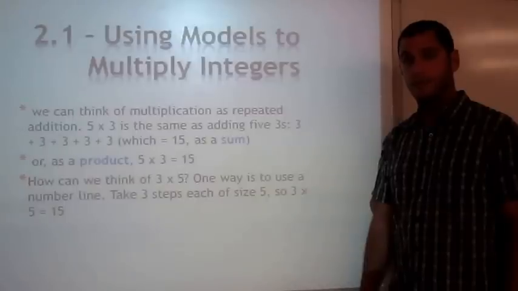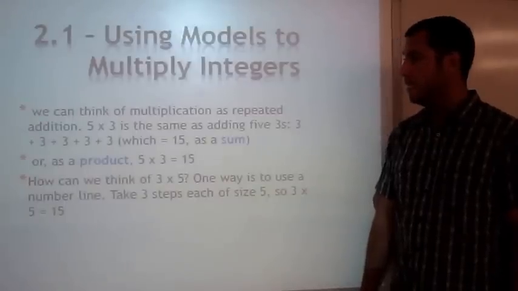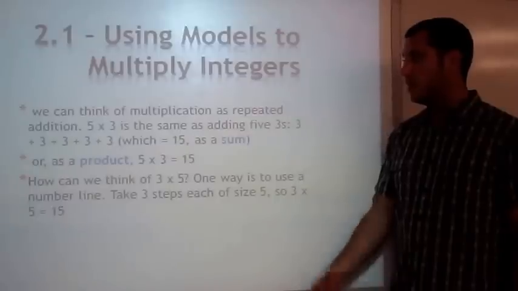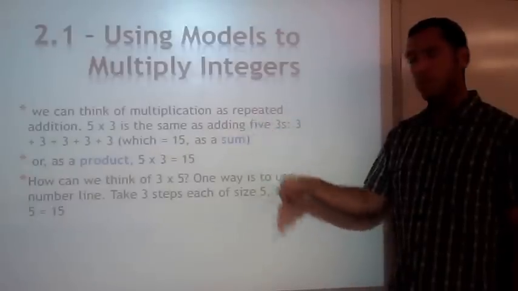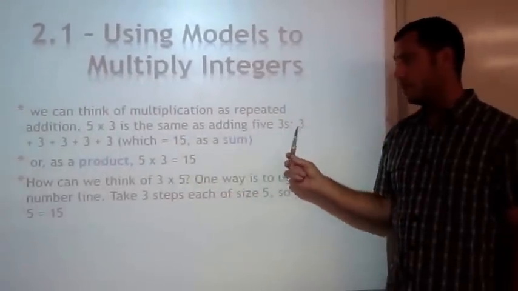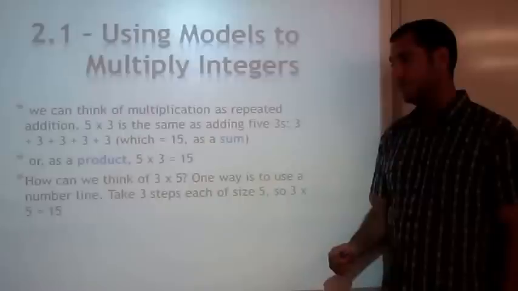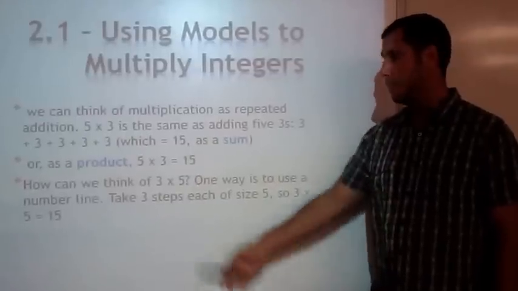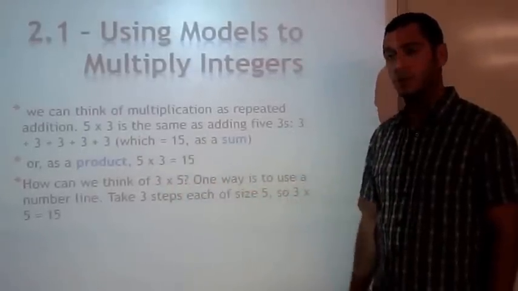Topic 2.1, using models to multiply integers. We can think of multiplication as repeated addition. For example, 5 times 3 is the same as adding 5 threes. Or as a product, 5 times 3 is equal to 15.